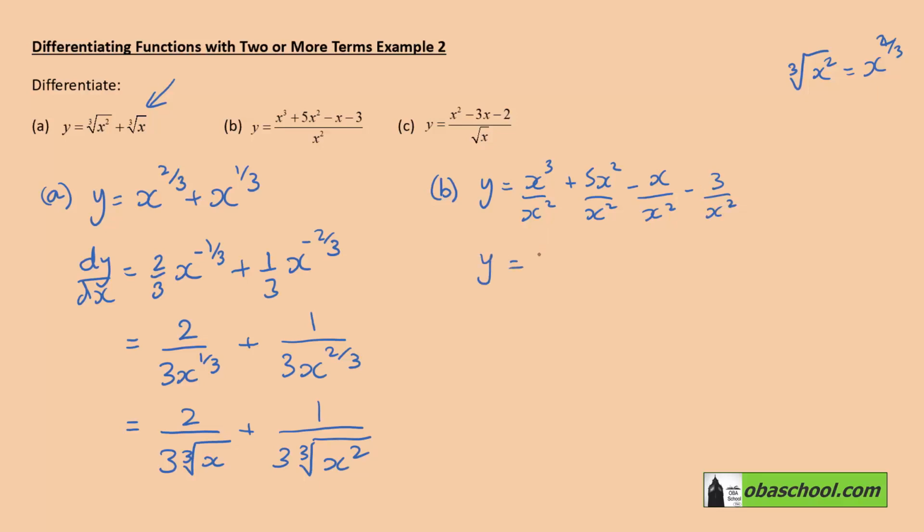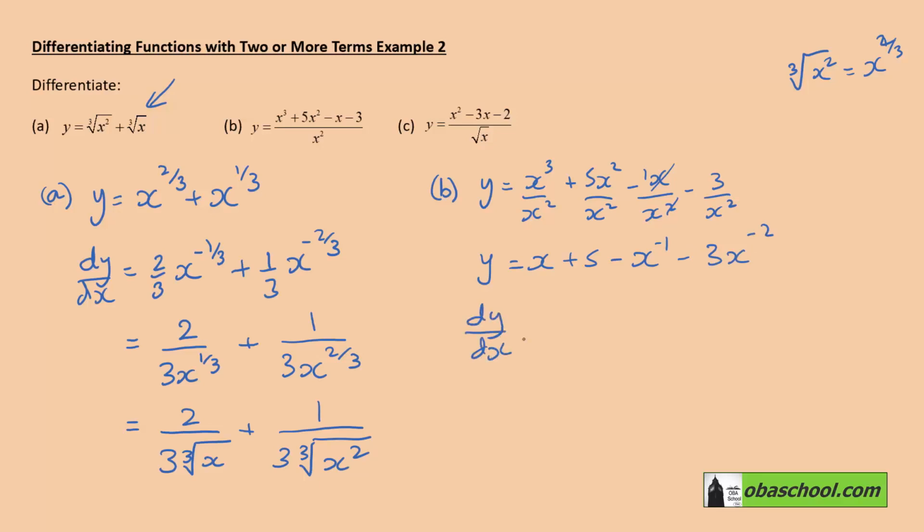So if we just cancel there, this just becomes x. This one becomes 5. So we'll cancel that with one of those. So we have 1 over x, which we can write as x to the negative 1 using our knowledge of indices. And then this one is 3x to the negative 2.